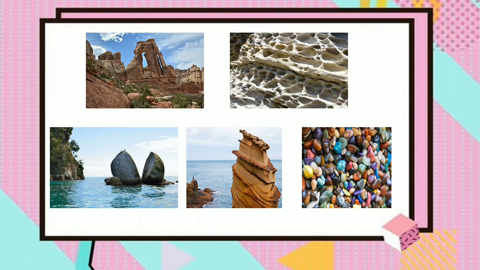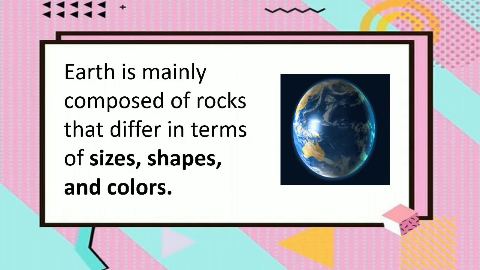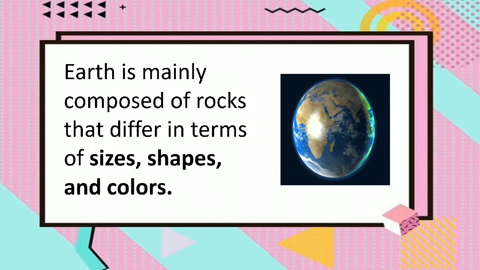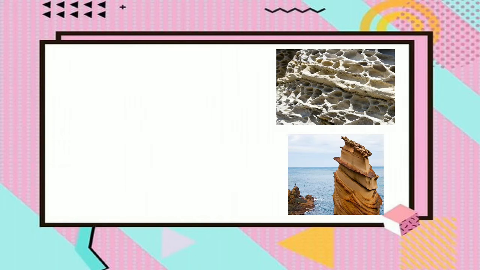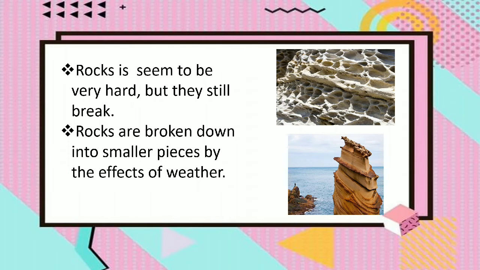I have here some pictures. What do you observe in the pictures? Okay, they are rocks and they have different shapes and colors. Earth is mainly composed of rocks that differ in terms of sizes, shapes, and colors. Rocks seem to be very hard, but they still break. Rocks are broken down into smaller pieces by the effects of weather.